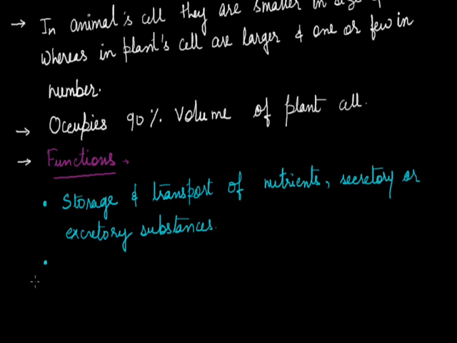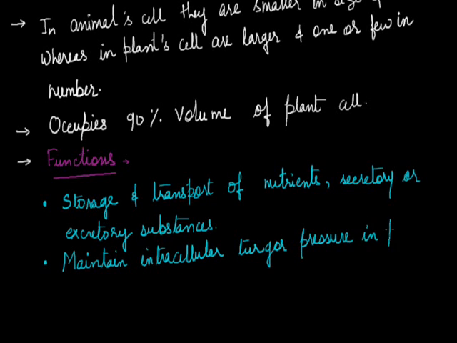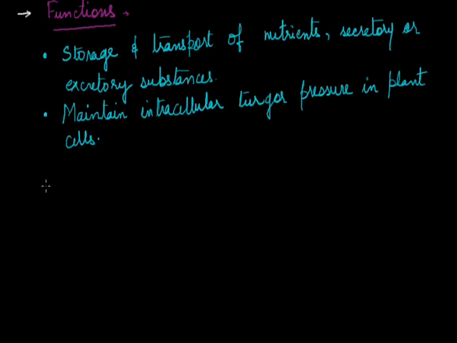Besides this, the vacuoles are very important in maintaining intracellular turgor pressure in the plant cells. And this turgor pressure is essential for keeping the plant cells intact, in proper structure. Also, the vacuoles contain color pigments like anthocyanin, and that impart color to the parts of the plant.